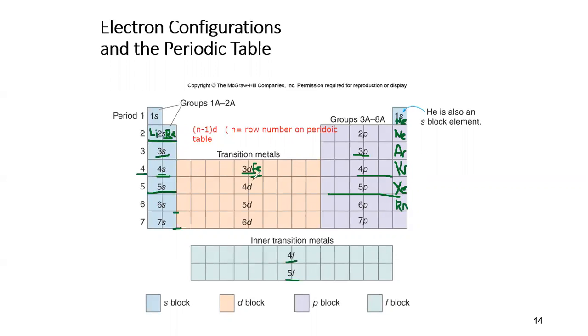And so if we want to write the shorthand configuration of iron, we know that the preceding noble gas is argon. And then we just write what is left over. So we know that it's 4s2, 3d6. So you don't have to write the whole thing. You can just write only the abbreviated notation.